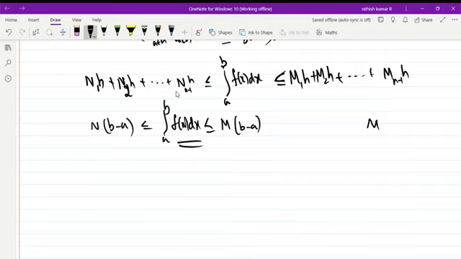Now let's evaluate the integral of t square dt between the limits 0 and 1. Since you already know what integration is and you have learned integration in your lower classes, you can easily find this is nothing but t cube by 3 from 0 to 1, hence it is 1 by 3.